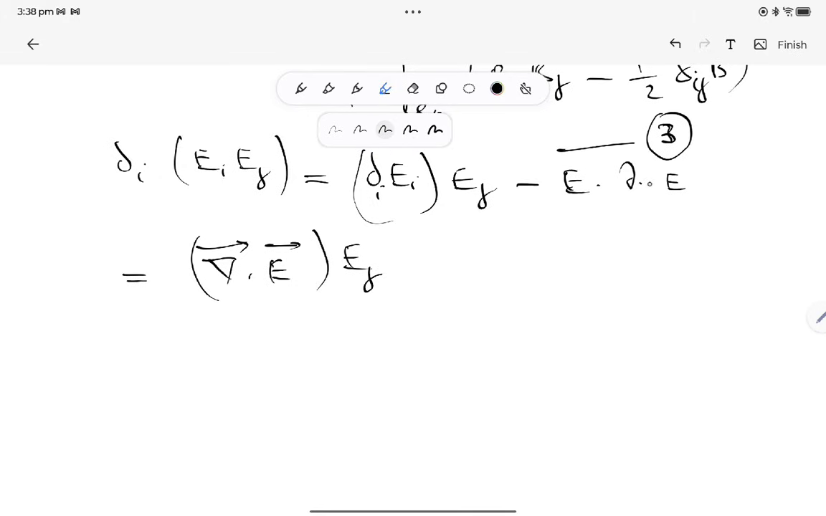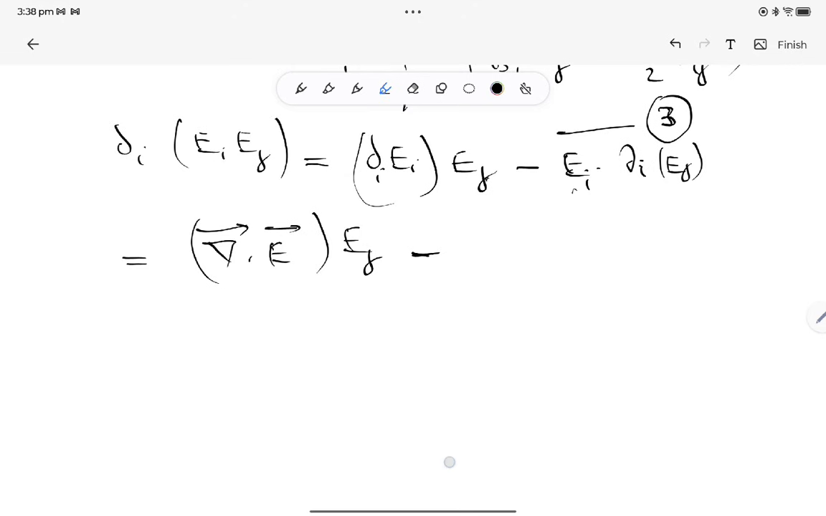It is del_i (E_i E_j), and by product rule you can check it. This is del_i E_i, E_j here, then E_i here, and then the differentiation of E_j. Now we have finished the first part. We saw it is this. What about the second part, E_i del_i E_j?